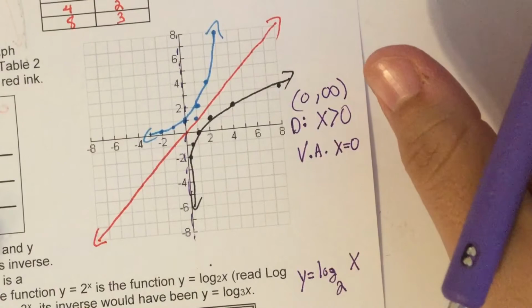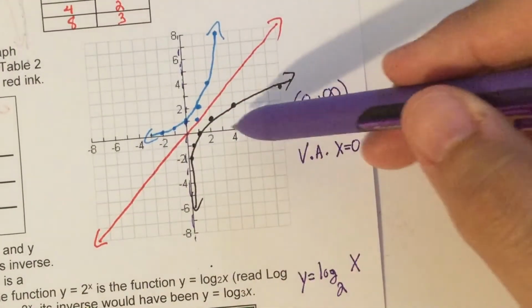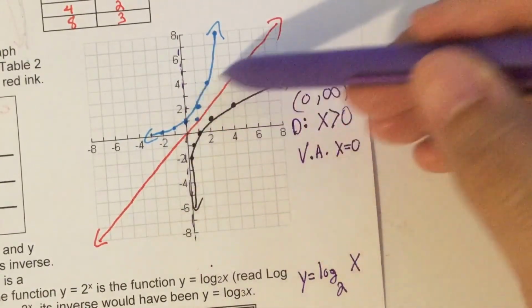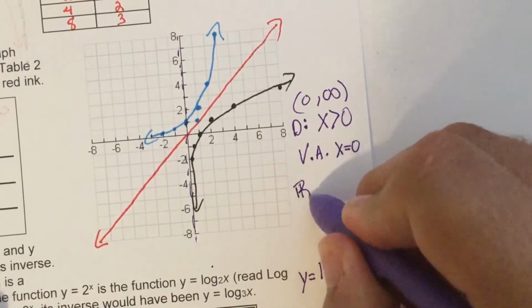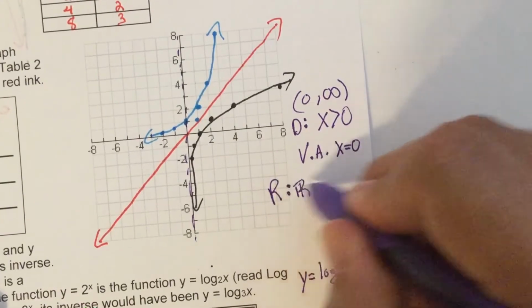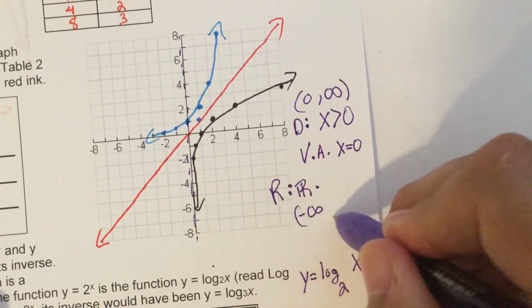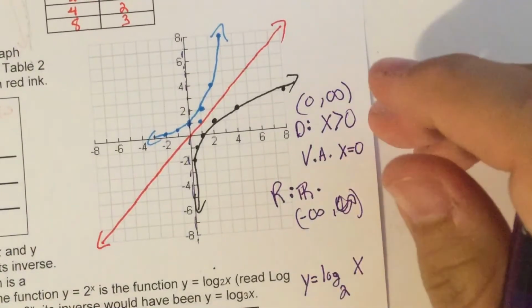Your range, on the other hand, since there's no horizontal asymptote, is going to go all the way to negative infinity, all the way to positive infinity as it keeps on growing. So your range is going to be all real numbers, or negative infinity to positive infinity. Oops, not 8 infinity. I apologize.